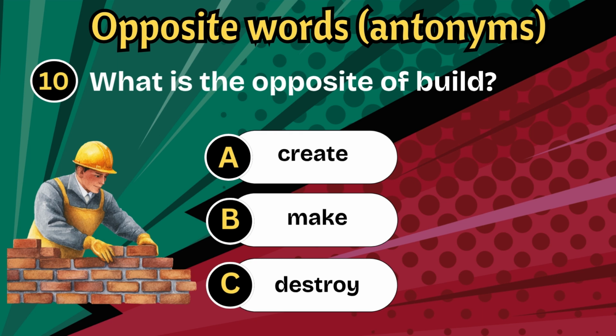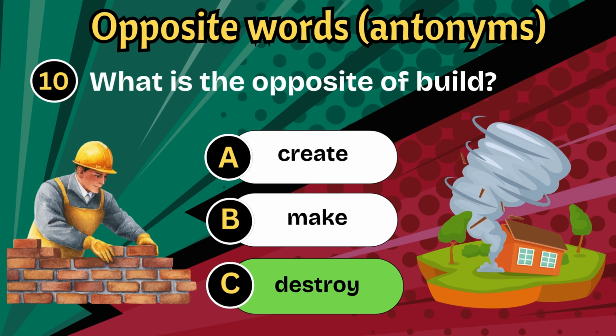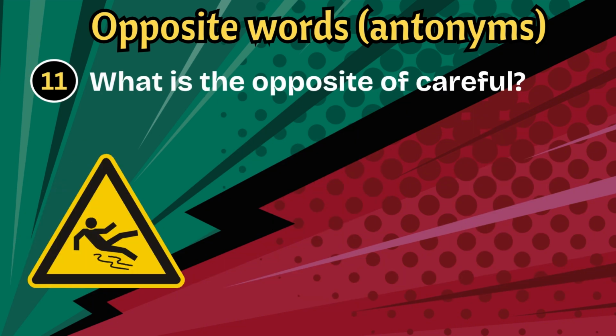Build means to make something. Choose wisely. The correct answer is destroy. Destroy means to break it. Don't give up. What is the opposite of careful?